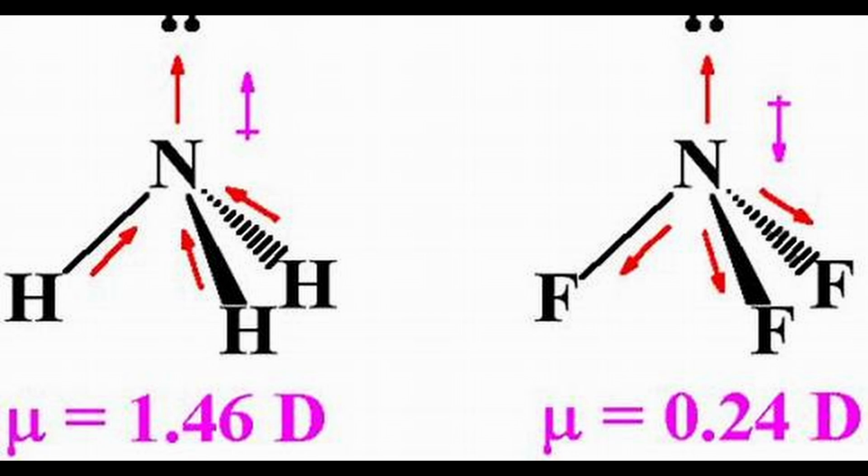It is because in ammonia, the lone pair dipole points in the same direction as the N-H bond dipoles. But in nitrogen trifluoride, the lone pair points opposite to the N-F bond dipoles, reducing the overall dipole moment. In brief, the size and charge of atoms, their arrangement, and the nature of bonds all contribute to the dipole moment in a molecule.